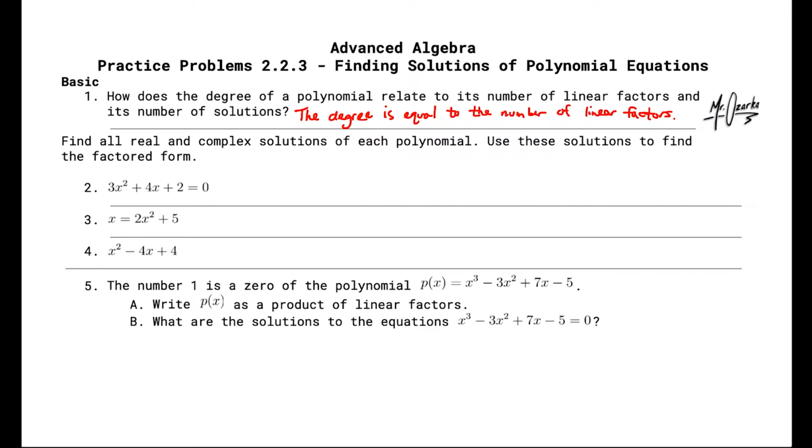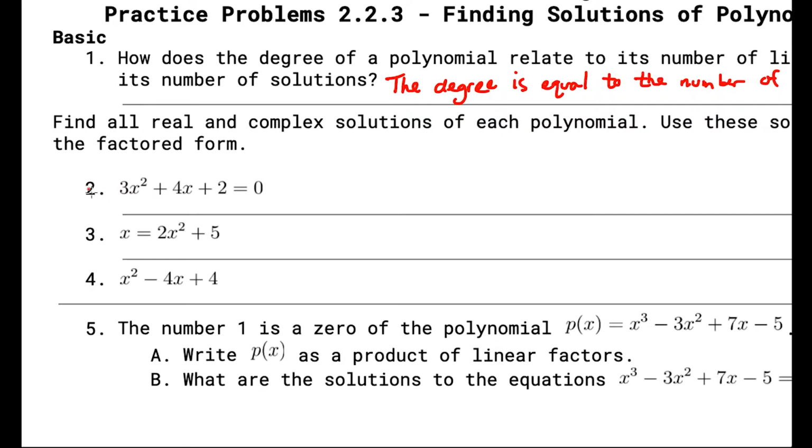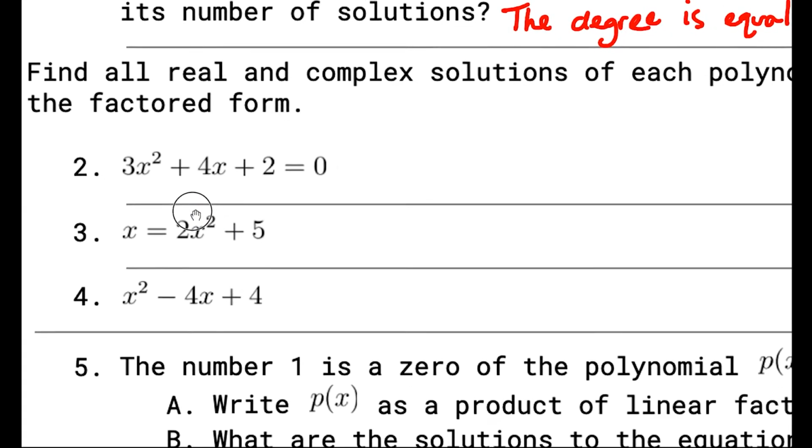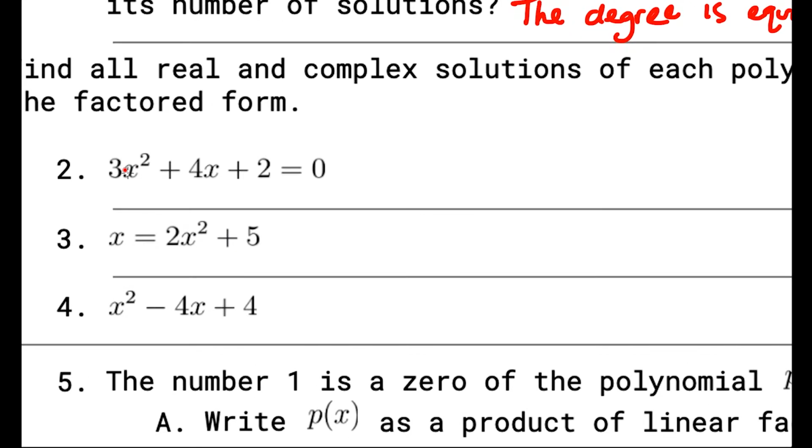It says, find all real and complex solutions of each polynomial. Use these solutions to find the factored form. Okay, so I'm going to write this equation in factored form, but first I need to find the actual solutions. So for number 2, first thing I'm going to do is find the solution. So it's going to be negative b, so it'll be negative 4 plus or minus the square root of b squared, which is 16, minus 4ac, which is 24. And we're going to divide all this by 2a, which in this case is going to be 6.